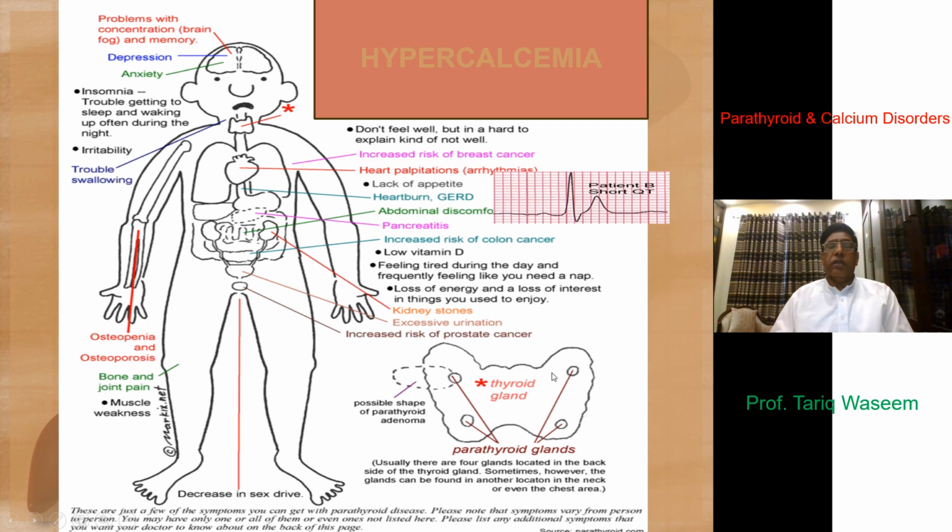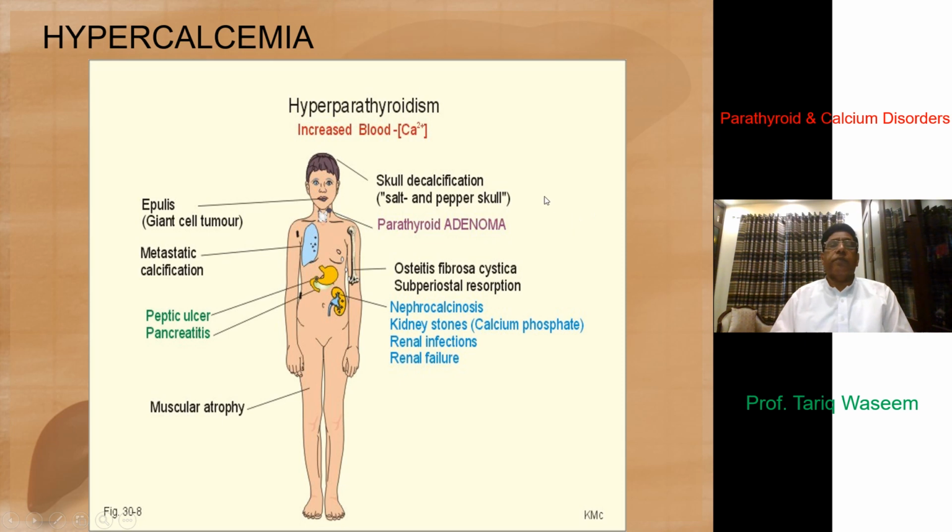And similarly, their ECG may show shortening of the QT interval. Now, one of the causes of hypercalcemia can be hyperparathyroidism. So whenever you have hyperparathyroidism as a root cause of hypercalcemia, there are other causes of hypercalcemia as well, we'll be talking about in a short while.